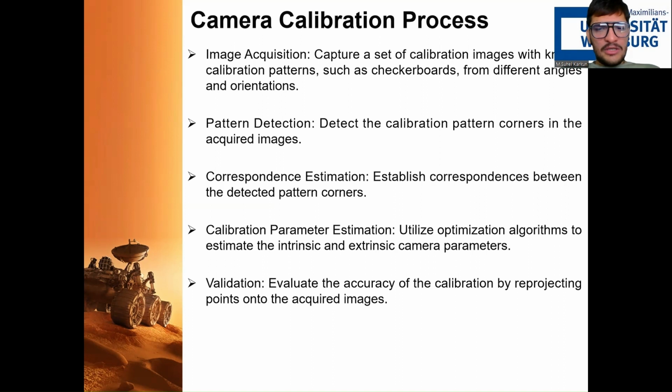Calibration parameter estimation. It utilizes an optimization algorithm to estimate the intrinsic and extrinsic camera parameters. The algorithm varies depending on how we want to use the camera calibration process. And at the end, validation. Evaluate the accuracy of the calibration by reprojecting points on the acquired images, and then we can test the camera calibration process in labs using simulations or in real life using the camera images.